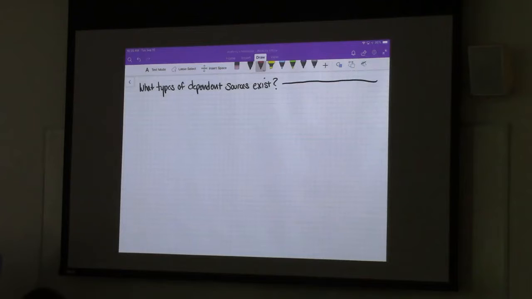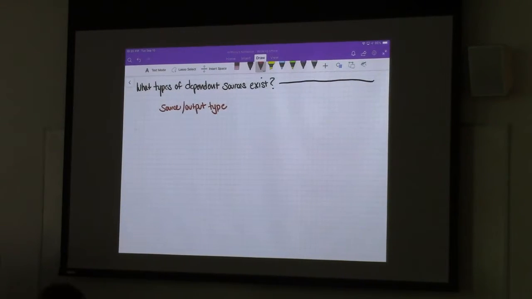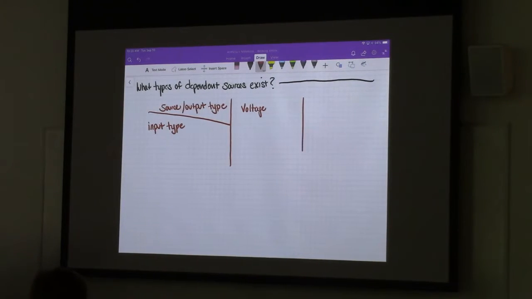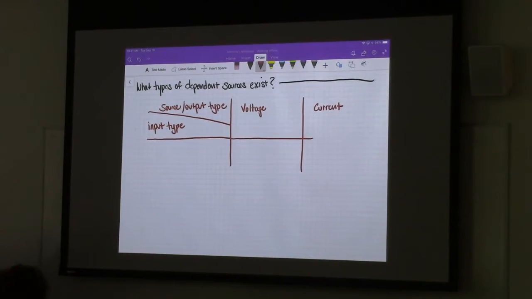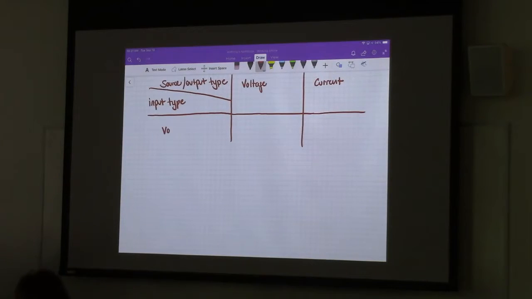So there are 4 different types, like we just said. There is the source type and the input type, 2 different things that we have to worry about. So we have the source or the output type, meaning what does it generate. And then we have the input type. In other words, what is it dependent on? So we have the voltage source, and we have the current source. And then as far as inputs, we'll also have voltage, and we'll have current.